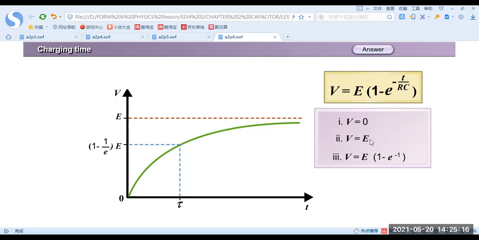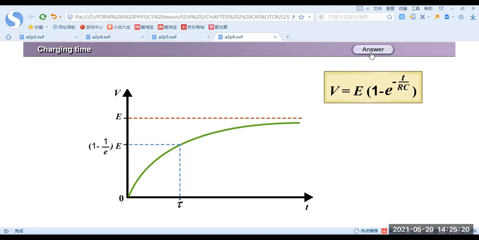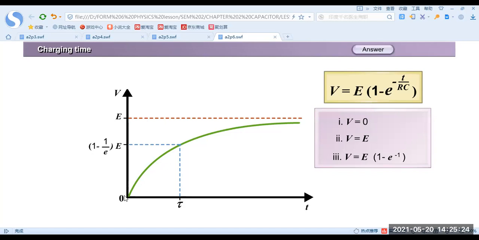When V equals E, what will happen? V equal to E means the voltage of the capacitor equals the charging source. That means the second step is fully charged. The first step is the capacitor in a not charged condition, with no charge in the capacitor. Number 3 is the voltage, or potential difference, of the charging capacitor at this moment. What is the moment? That is the charging time constant t. So this will be the voltage.